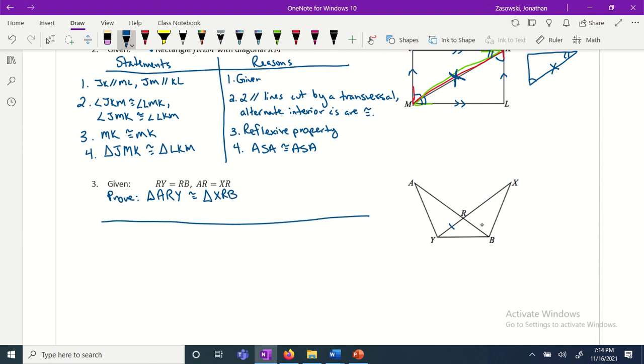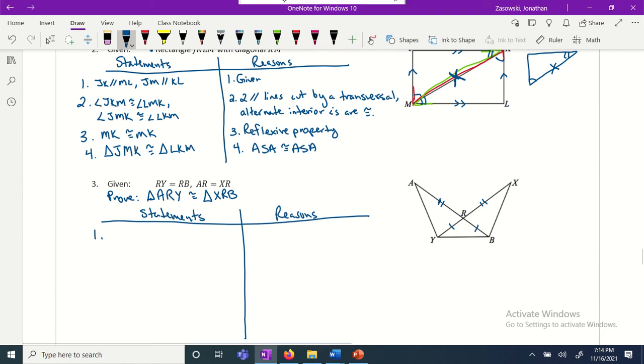Okay? So once again, we have statements and reasons. Okay? So once again, mark down what you know is congruent. Okay? Let's see if you got it.